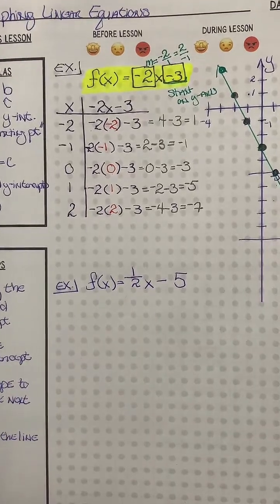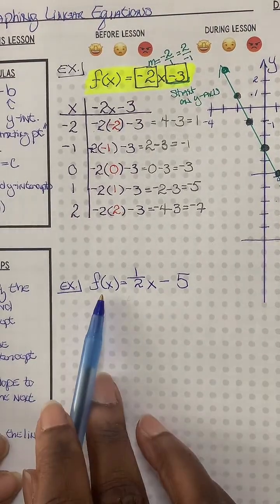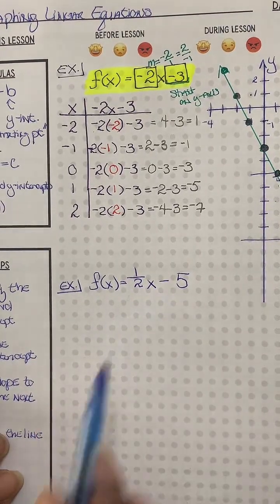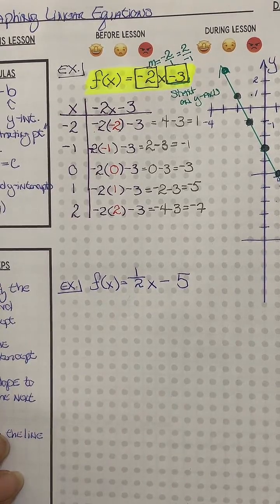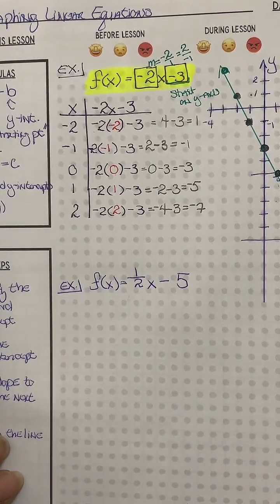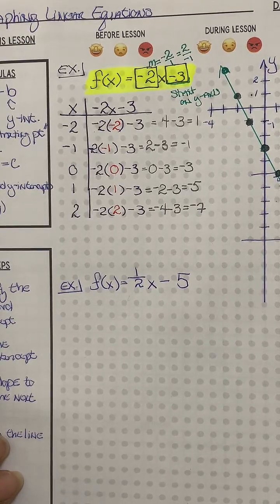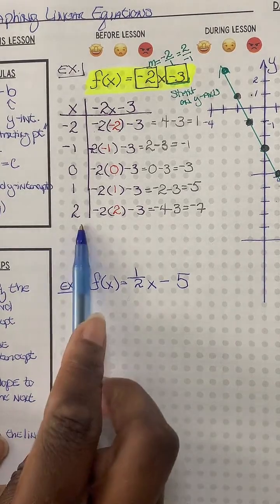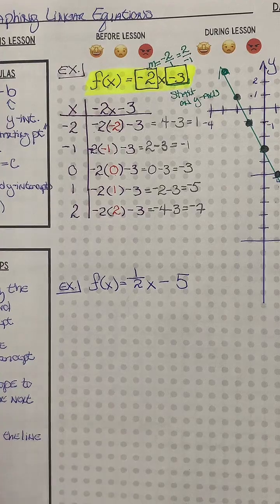So if we are starting with our function of 1/2 x minus 5, how do you know what numbers to pick? You just pick them. You pick them and see which ones come out with a whole number. Yep, just pick the numbers. If they don't give you any numbers, just pick a number.